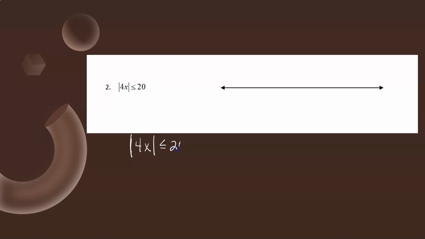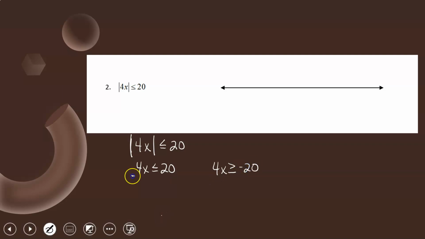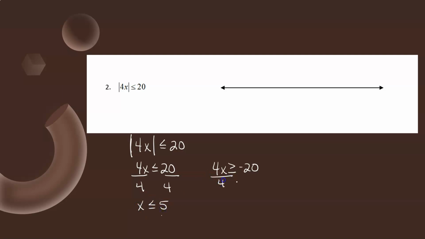All right, the next one is the absolute value of 4x is less than or equal to 20. Absolute value bars are already isolated. So we have 2 scenarios here. Flip the sign for the negative version. I'm going to divide by 4 on each of them.